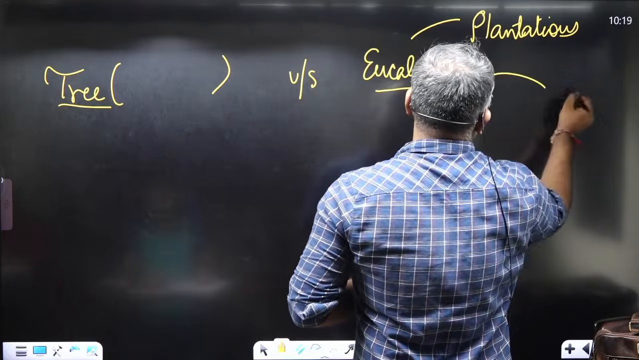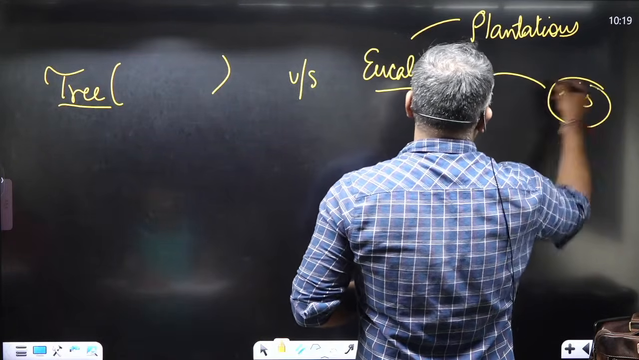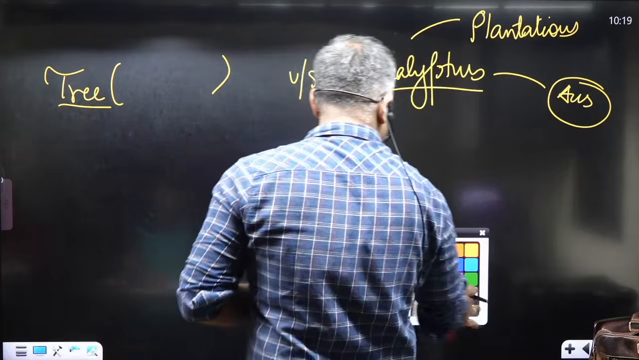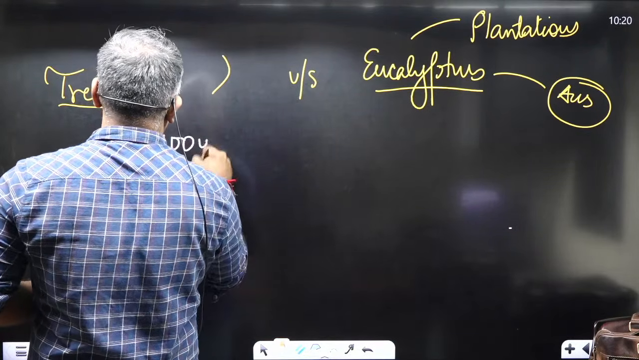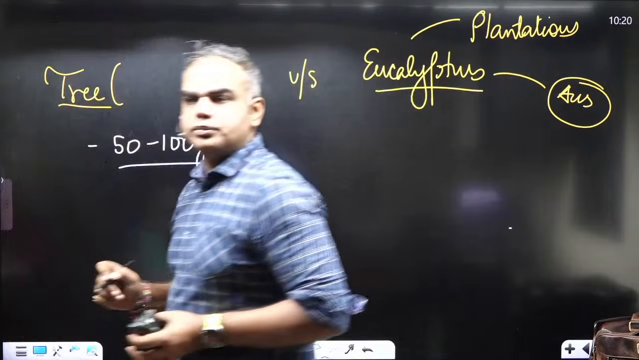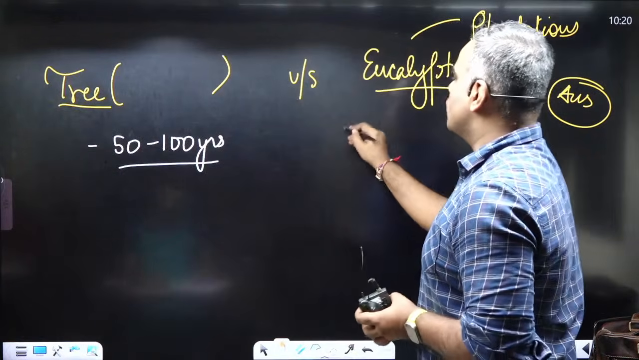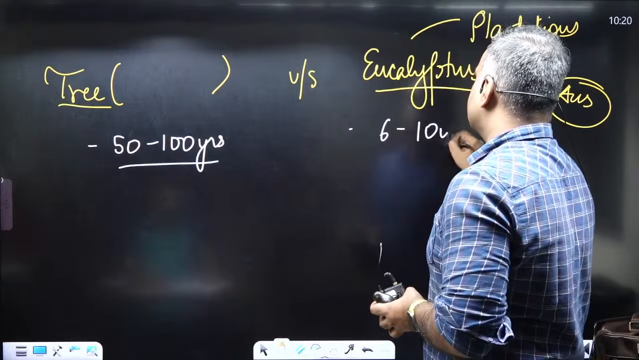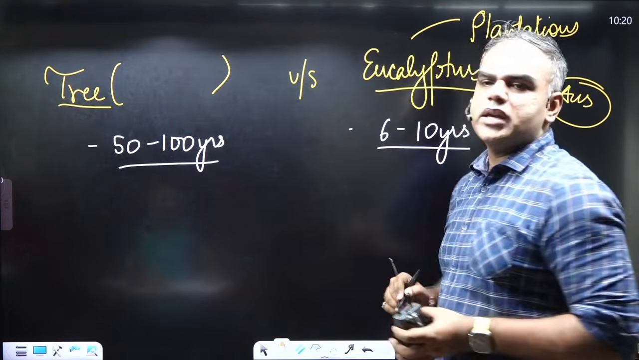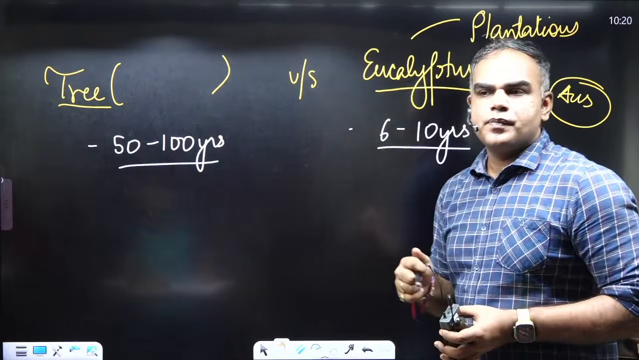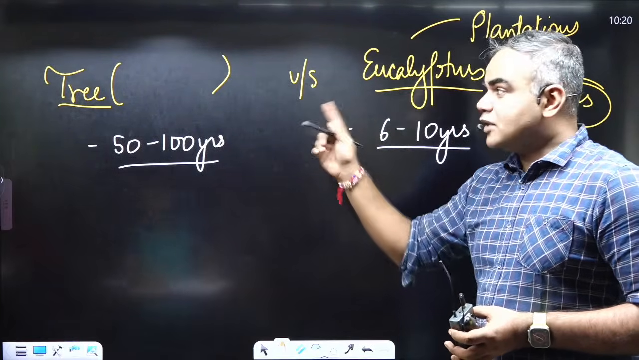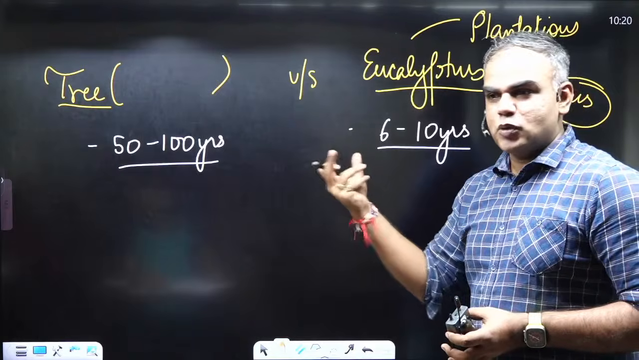And eucalyptus, most of them are from Australia, like their origin. A normal tree can take around 50 to 100 years to grow. Okay? Eucalyptus can grow very fast, in 6 to 10 years. अब आप बताओ सरकार किसको चुनेगी? Right? But here it is not as easy. I'll tell you the nuances also.